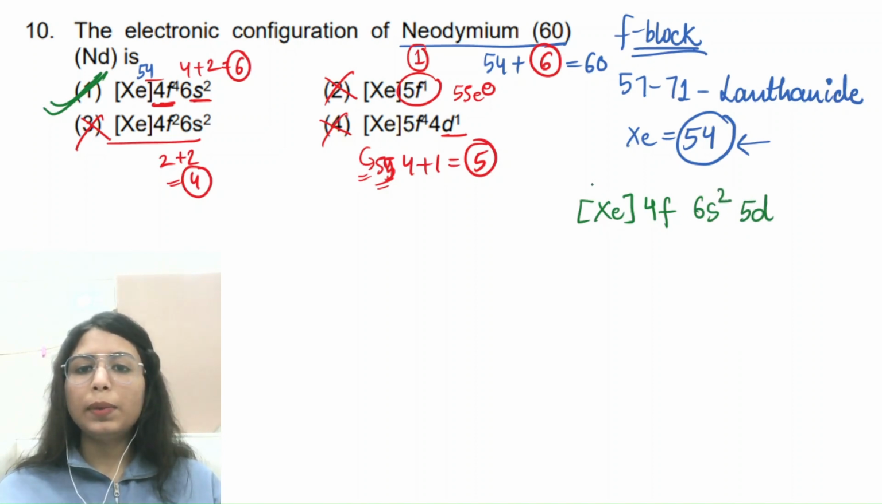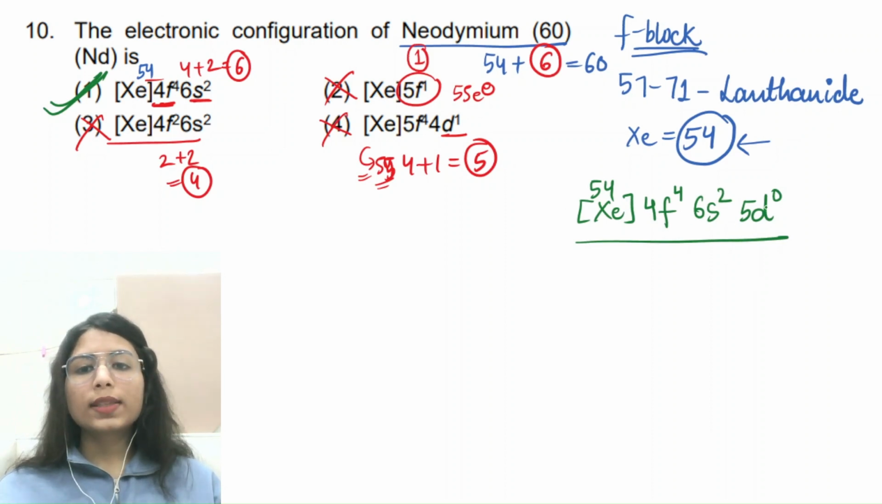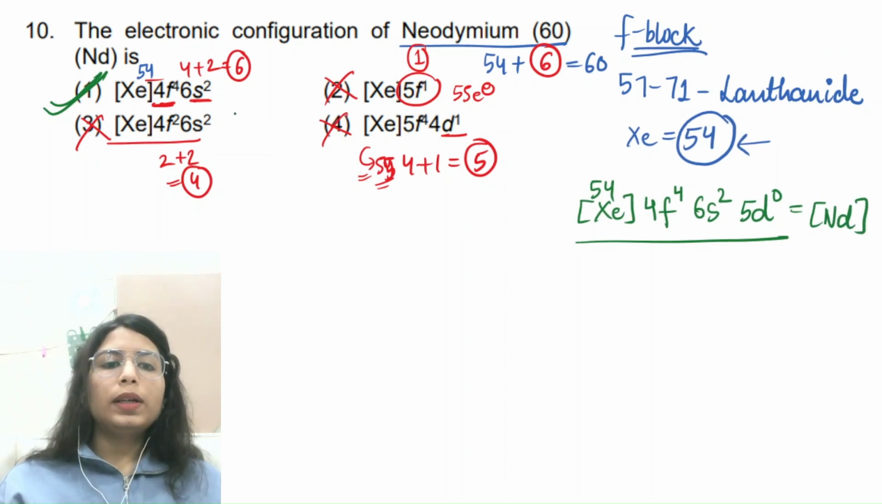So here it will be 54 plus 2, 56 electrons. Now you have to fill 4 more electrons, and those 4 more electrons would go into 4f, and hence the configuration would be xenon 4f4, 6s2, 5d0. Okay, so this is the configuration in the case of Nd, which is neodymium, right? So I hope you understood this question.